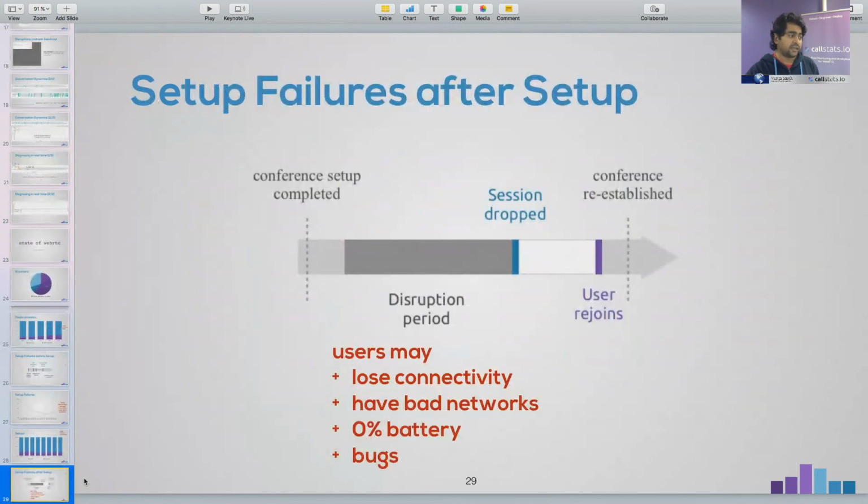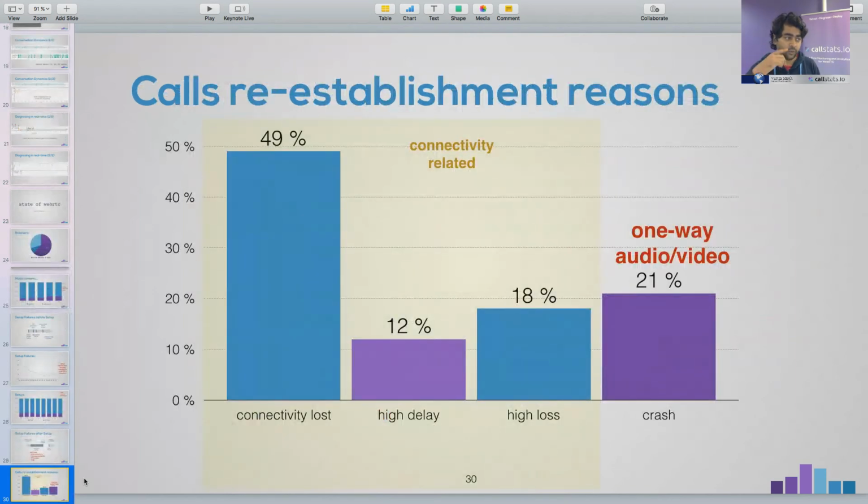And then there are failures after the call has been set up. So this is the drop scenario. Users lose connectivity because they are on bad networks. There might be battery loss, so you run out of battery, or there might be bugs in implementation. What we noticed is that high delay, high loss contribute about 30% of the call reestablishment reasons. So people drop out and either redial in or reload the page.